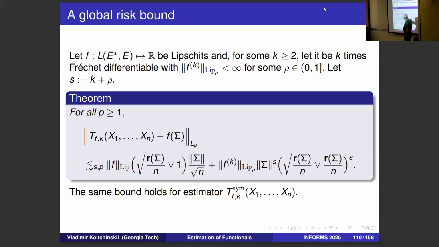When R of sigma is less than n, this will be just 1. So the first term is of the order 1 over square root of n, and the last term is of this order: square root of R of sigma divided by n, raised to the power s. R of sigma is a substitute for dimension, as it should be. The bound is of the same type as what we discussed before. The same bound holds for the symmetrized version of the estimator, by what we discussed.